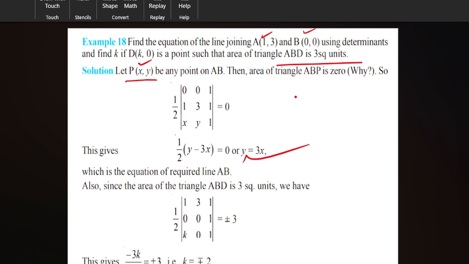Then only you can. But the area of the triangle is 3 square units, not 0. So for 3 square units, we are taking plus minus 3, because here the magnitude is given, but the direction we may take as plus or minus. So in this case, the area of the triangle will be plus minus 3. So you take half of the determinant with vertices (1, 3), (0, 0), (0, 1) and (K, 0, 1). D point is (K, 0, 1). Now you expand, and you get minus 3K by 2 equal to plus minus 3. That is K equals minus plus 2, or plus minus 2. In this way you can find it.